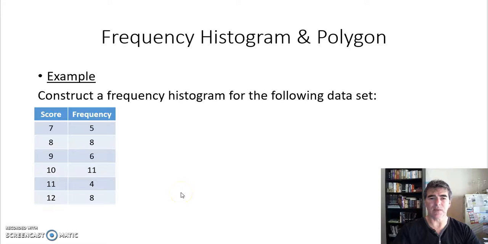So let's have a look at an example. We want to construct just a frequency histogram this time for the following data set. Here are our scores, 7 through to 12, and this is how frequent they are. There are 5 7s, 8 8s, 6 9s, 11 10s, 4 11s, and 8 12s. To get started, we need to come up with our horizontal axis, and our horizontal axis represents the scores. Our vertical axis represents the frequency.